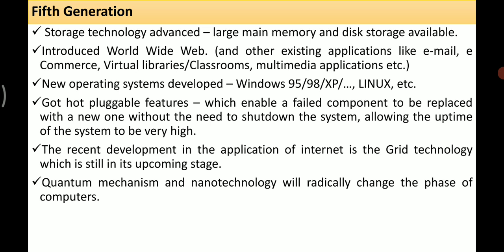A more recent development in the application of the internet is grid technology, which is still in its upcoming stage. There are other techniques like quantum mechanism and nanotechnology, which will radically change the face of computers. Nowadays you can see artificial intelligence, nanotechnology, and quantum mechanism. All these technologies are changing computers day by day. This is about the fifth generation.